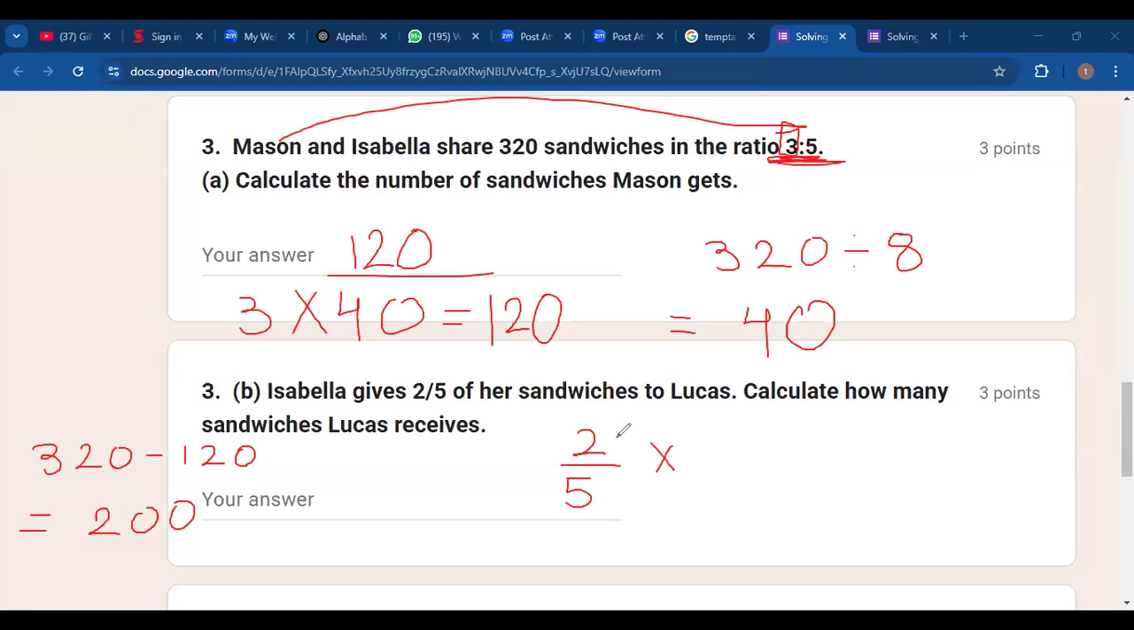So we have 2/5 times 200 all over 1, right? It's going to be equal to 2 times 200, which is 400, over 5. 400 divided by 5 is what? 80. So what's the big deal?